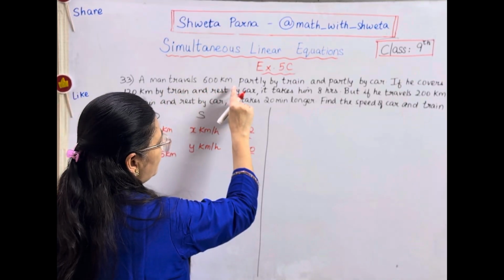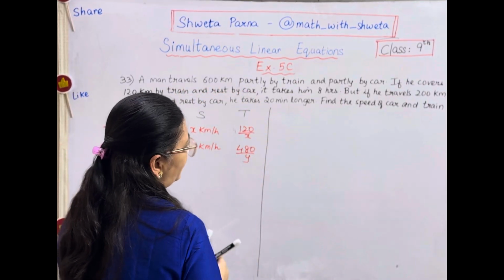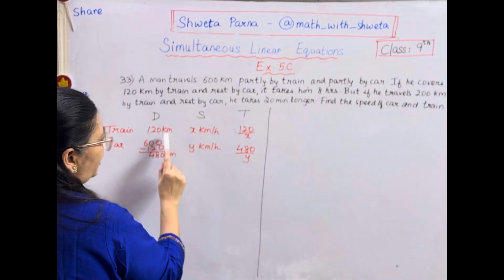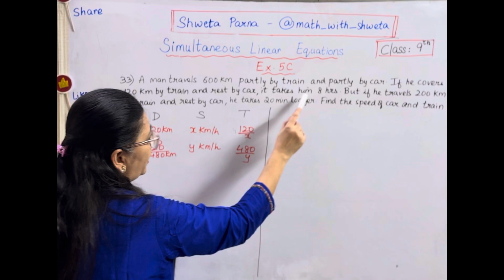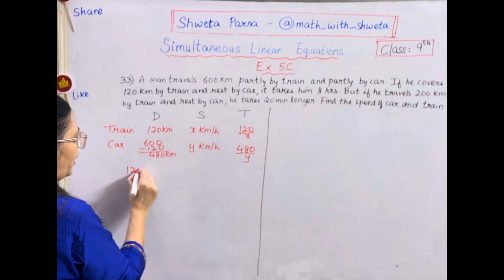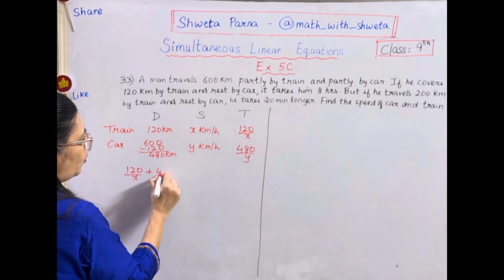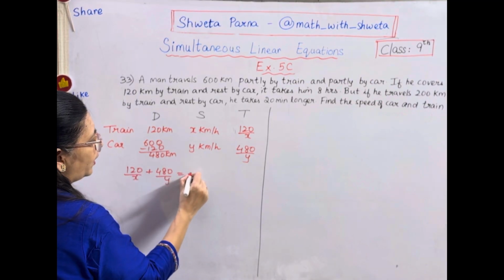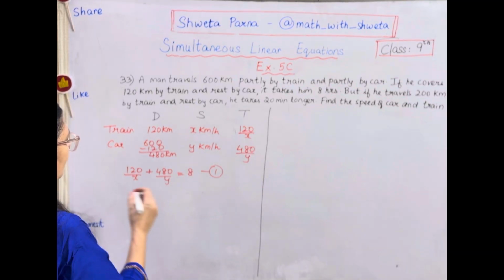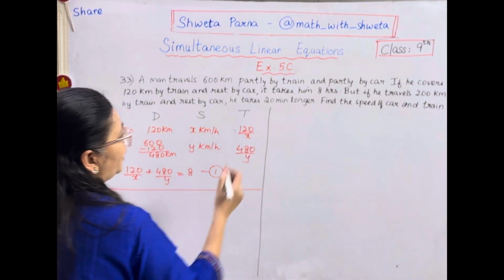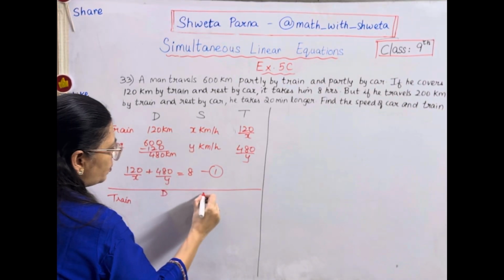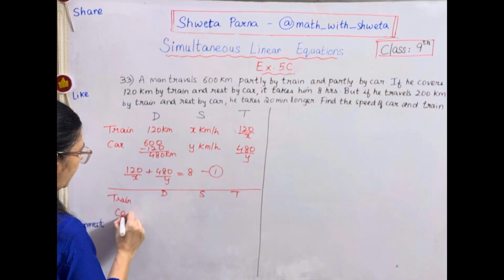A man travels 600 kilometer partly by train and partly by car. If he covers 120 kilometer by train and the rest by car, it takes him 8 hours. Total time taken is 8 hours. So 120 upon x plus 480 upon y is equal to 8. This is your first equation. Okay. Similar way down.